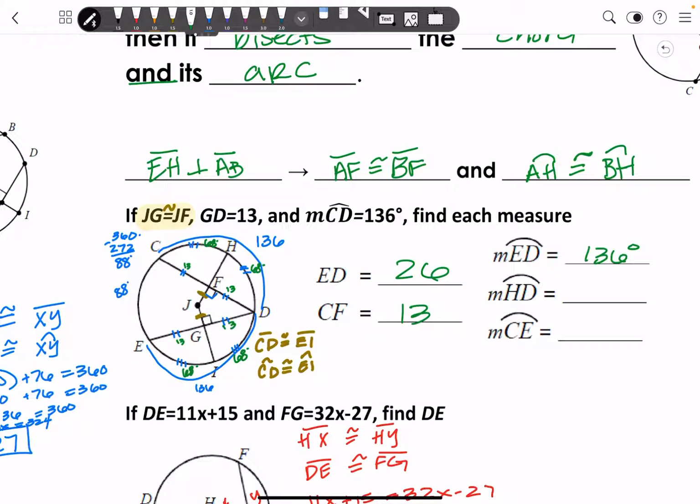Then it's asking us for minor arc HD, which is 68 degrees. And then it's asking us for minor arc CE, which is 88 degrees. And if they asked us for any of the major arcs, well, we would just add them up because we know how that circumference has been split up.